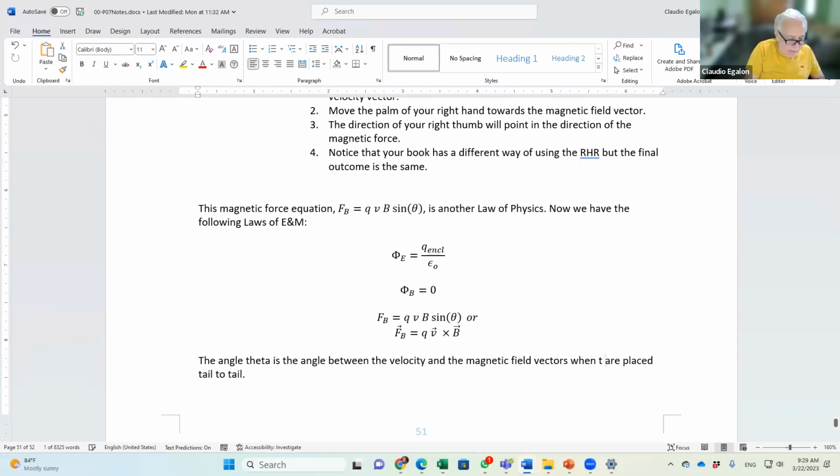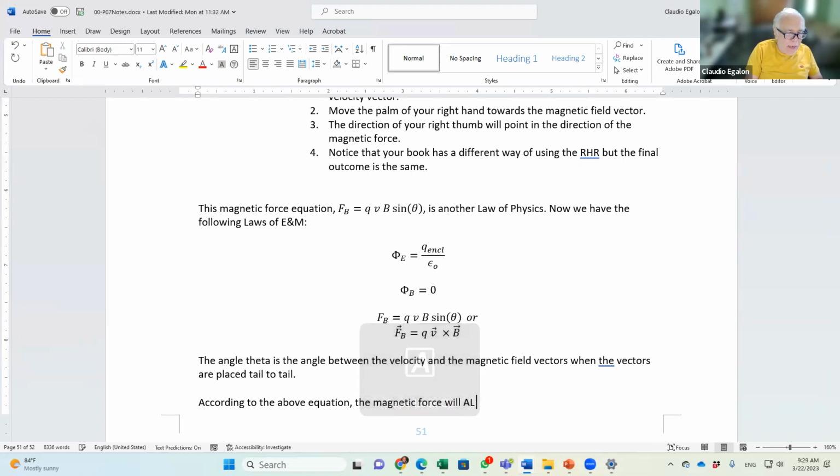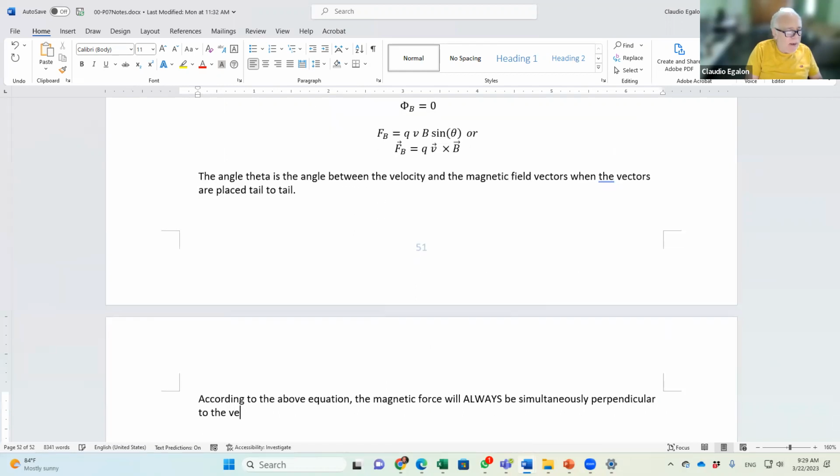When the vectors are placed tail to tail, according to the above equation, the magnetic force will always be simultaneously perpendicular to the velocity vector and the magnetic field vectors.